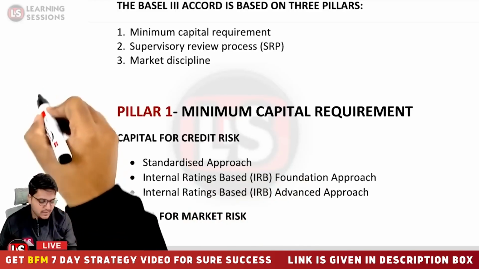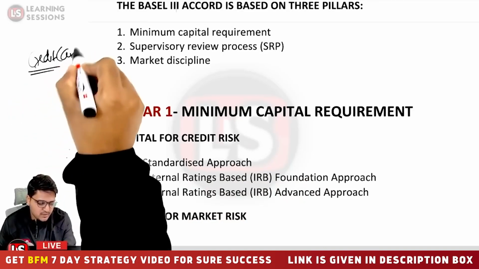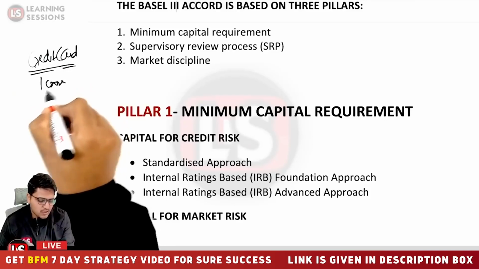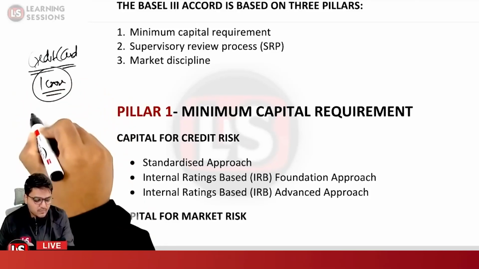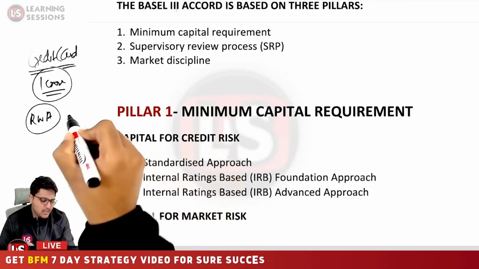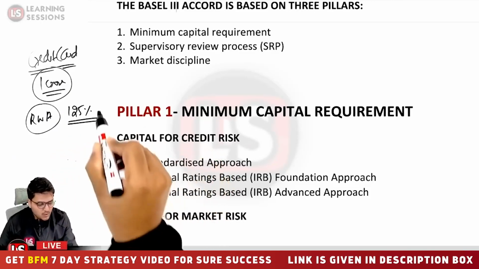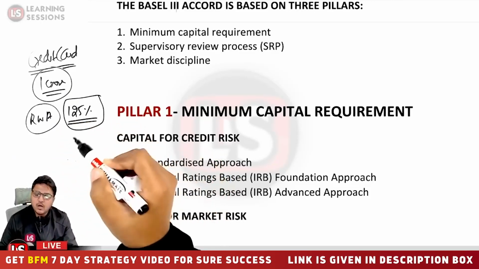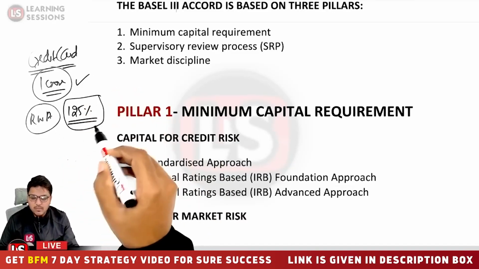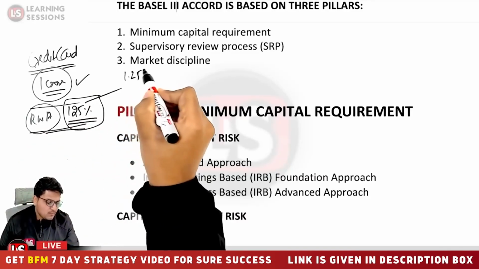So let me give an example. Let us take the case of the credit card, where the bank's portfolio has a credit card outstanding amount of rupees 1 crore. Now the risk weight as prescribed by the Reserve Bank of India under the standardized approach is 125%. Now for 125%, how much are the risk weighted assets? The actual outstanding amount for credit card is 1 crore, but as per the risk weight, it will amount to 1.25 crore.